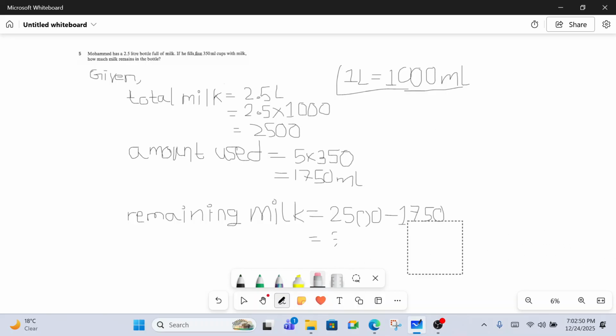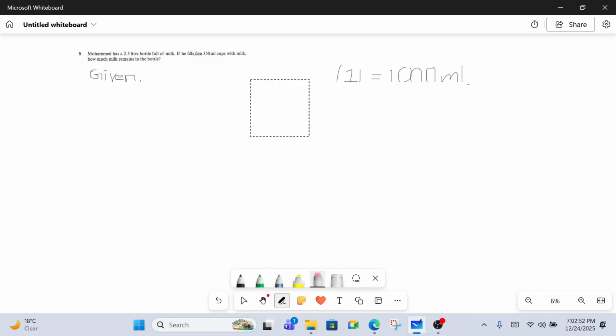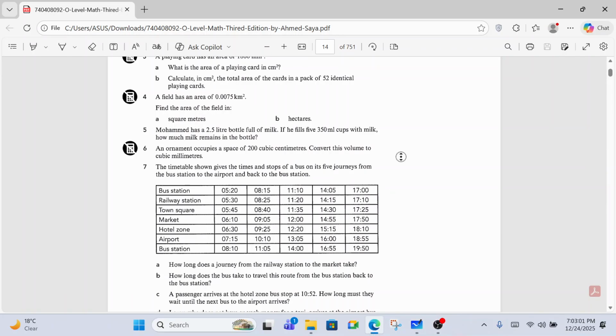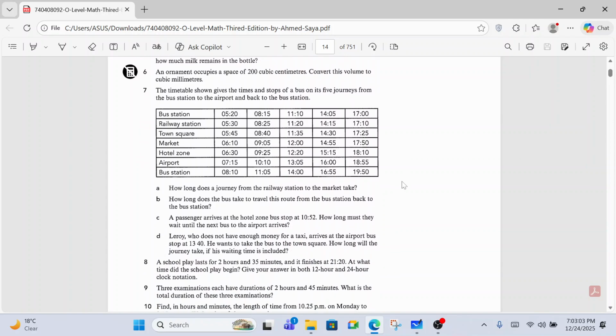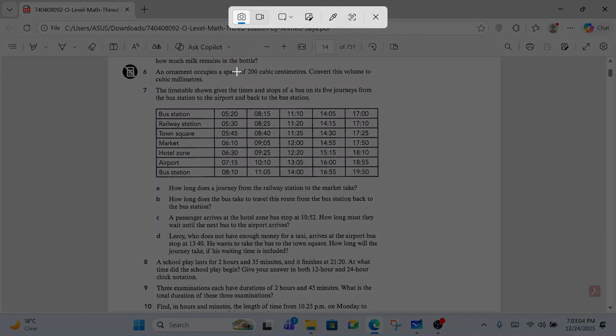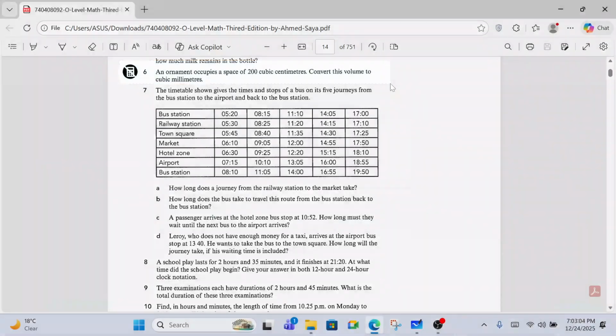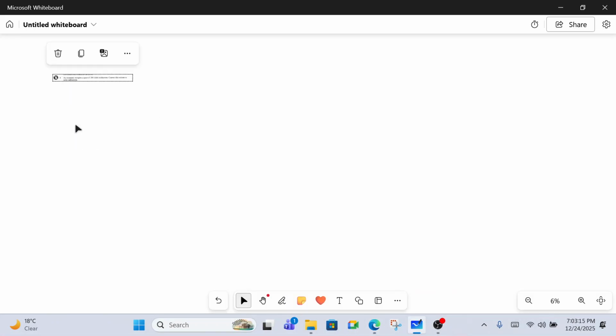Let me erase this off. And I'll select this and delete. Okay. So question number 6. This is a non-calculator one. Do not use a calculator. Let me just paste this over here. Enlarge this.